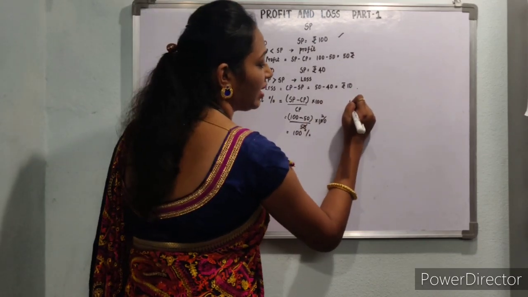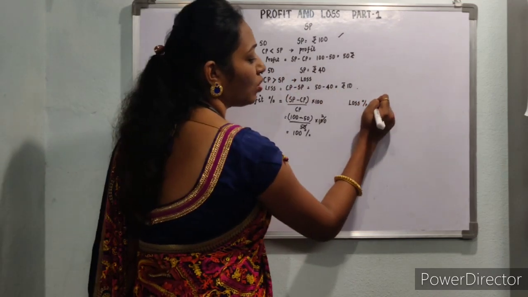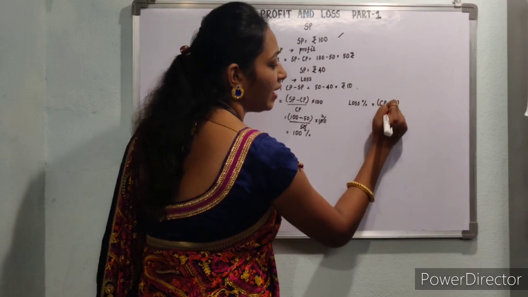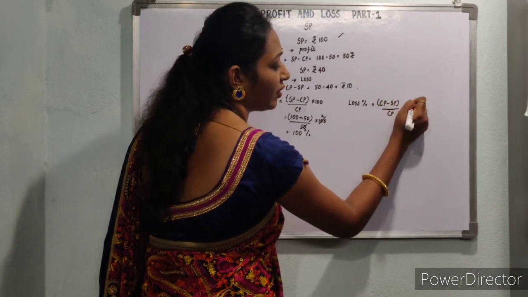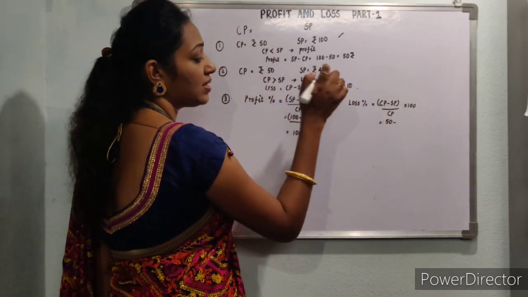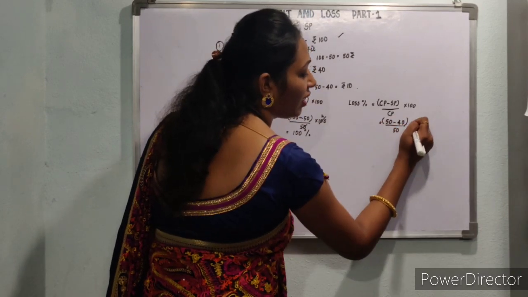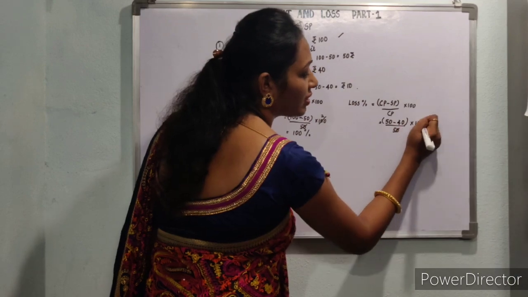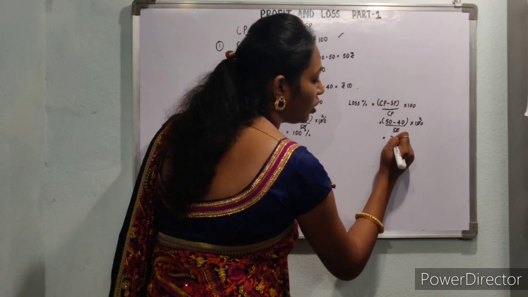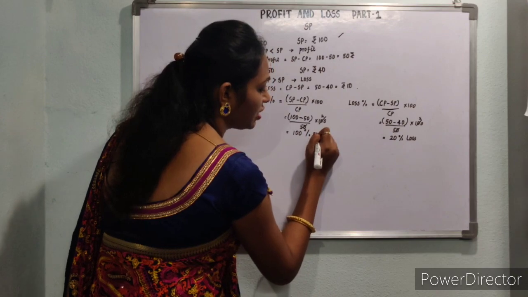Now we have to calculate the loss percentage in the case of the second scenario. So loss percentage is cost price minus selling price divided by cost price into 100. So here the cost price is 50 rupees and the selling price is 40 rupees, divided by cost price 50, into 100. So you can cancel this two times. So you'll get 50 minus 40 is 10. 10 into 2 is 20% loss. And here it is 100% profit.